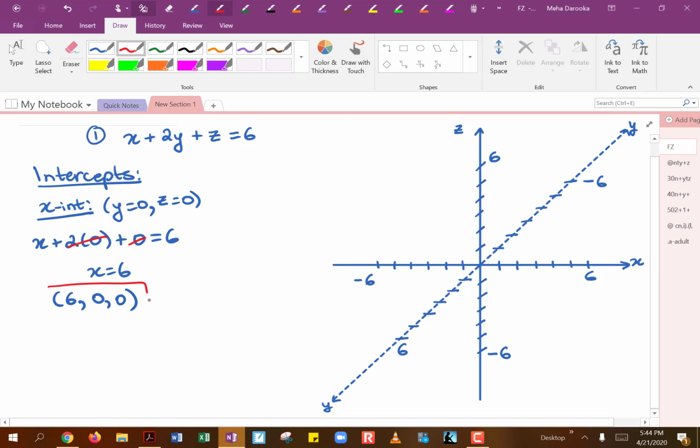Remember, these are ordered triples. So that's our x-intercept.